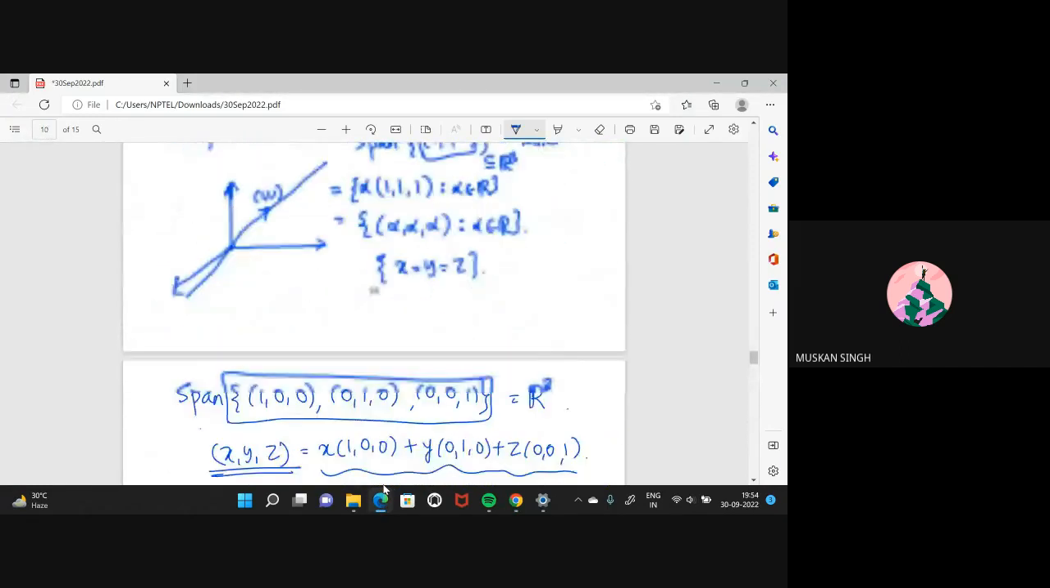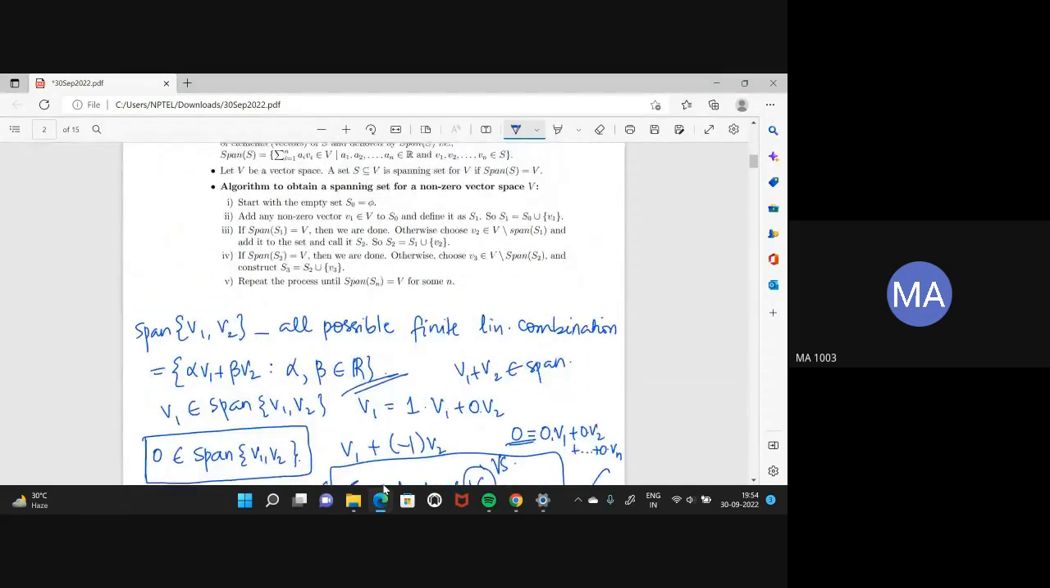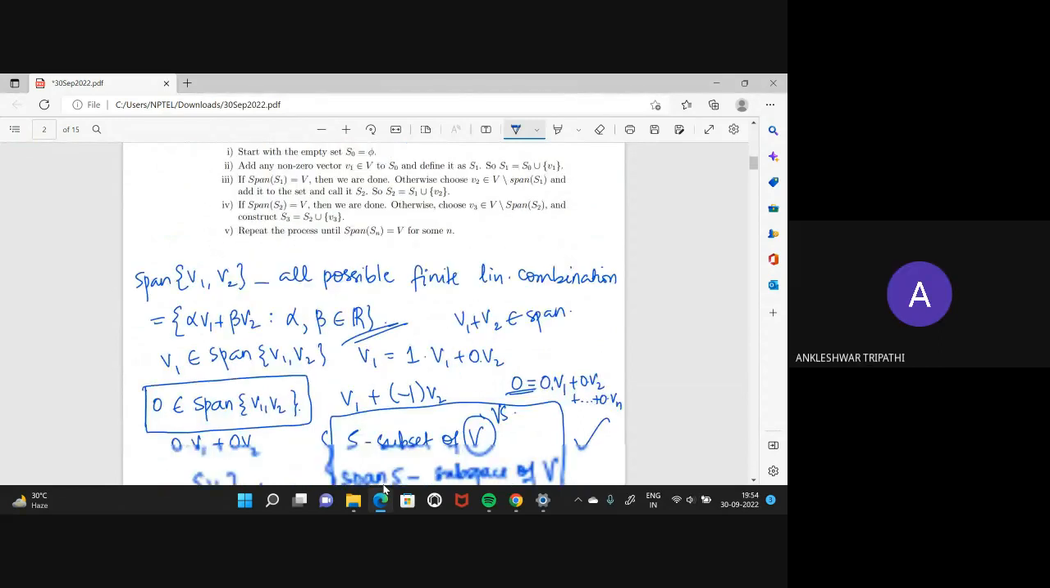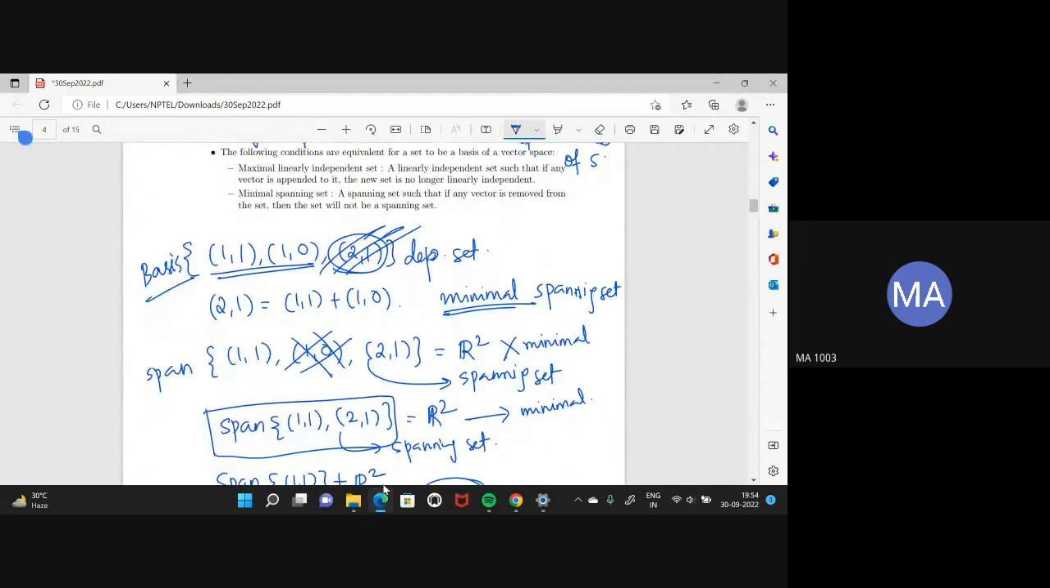So what was I telling? What is a minimal spanning set, clear? What is a maximal linearly independent set? It's the same as a basis. What does it mean? If we add any more elements, then it will be linearly dependent. It will lose its independence if we add more elements. That is a maximal linearly independent set.